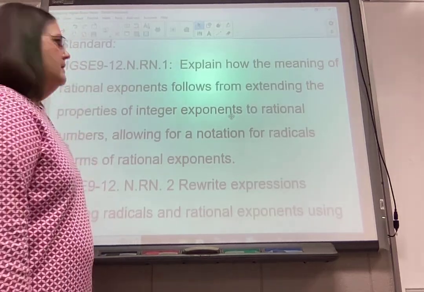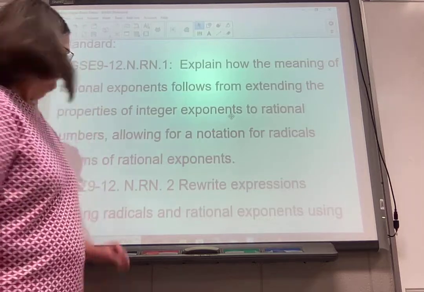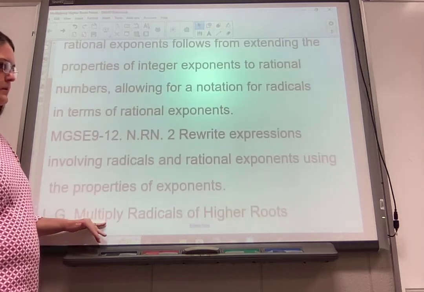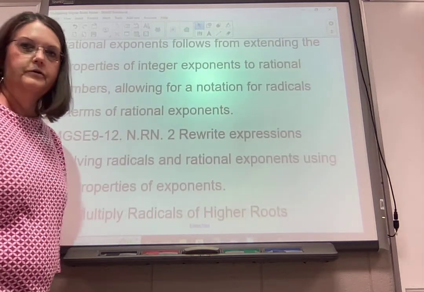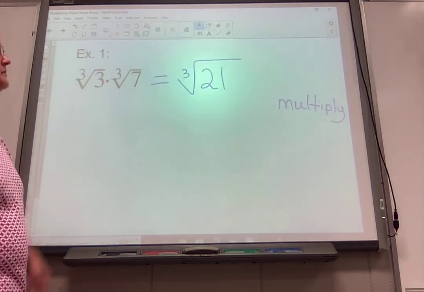Hello. This is a video on how to multiply higher radicals. So we're multiplying radicals that have higher roots. All right, this is example 1.